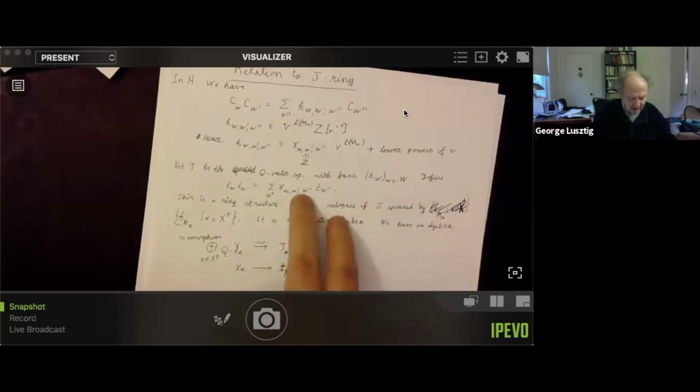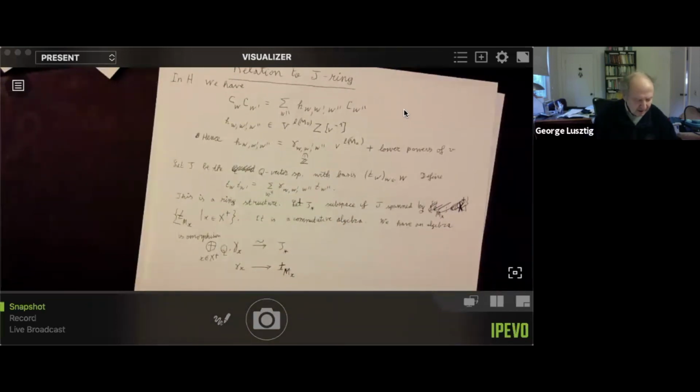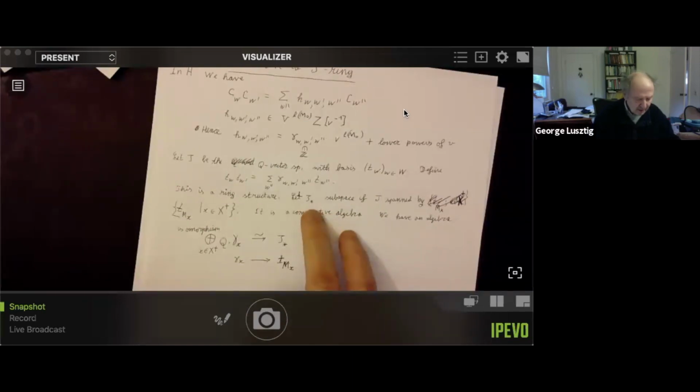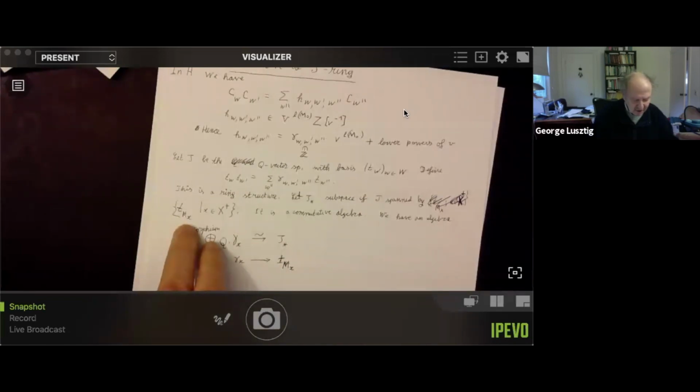Integer appears here, and then you can prove that this is associative and gives a ring. Then you can consider the subspace of this J, which is spanned by T indexed by its longest elements in the double cosets, and that will be a subring, and in fact it's commutative.